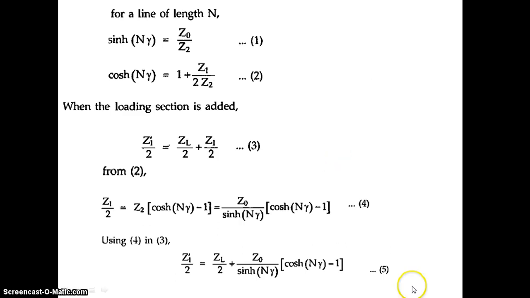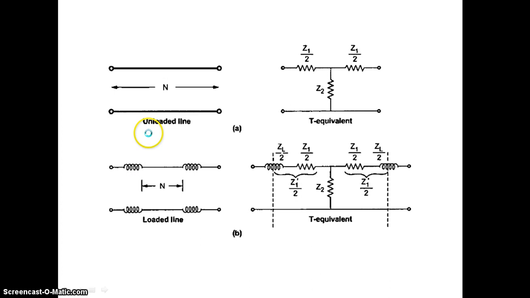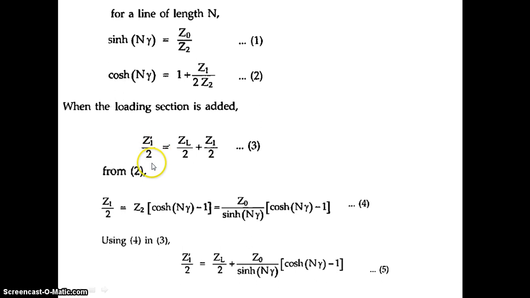Coming to the equations, this we have already derived. Sinh of n gamma equals Z0 by 2 Z2, this is equation number 1. Cosh of n gamma equals 1 plus Z1 by 2 Z2, equation number 2. Now when the loaded section is added, we have Z1 dash by 2 for the loaded line, with the addition of ZL by 2 and Z1 by 2. So this we have written here: Z1 dash by 2 equals ZL by 2 plus Z1 by 2. Mark this as equation number 3.